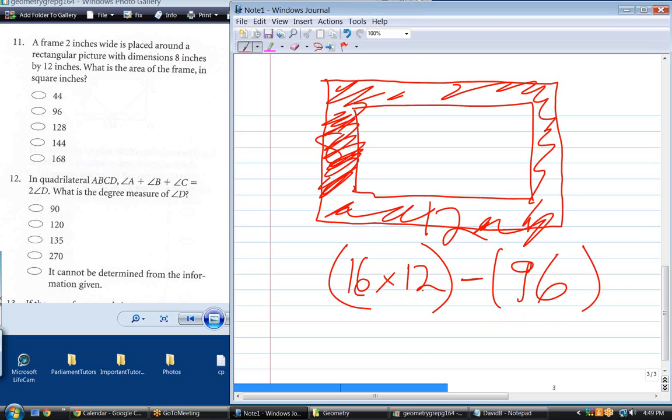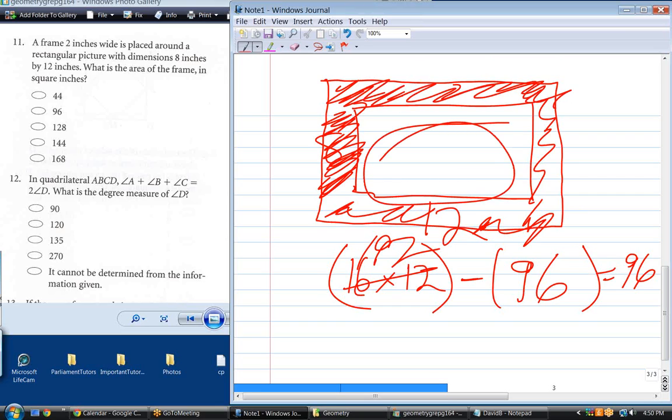So let's see how to do this manually. If I take 16 times 10, I get 160. 2 times 16 is 32. It's 192. Minus 96 is 96. Yep. That's rather amazing when you think about it. All we added was 2 inches to each side, and we have as much area in the frame as we have in the entire middle picture.